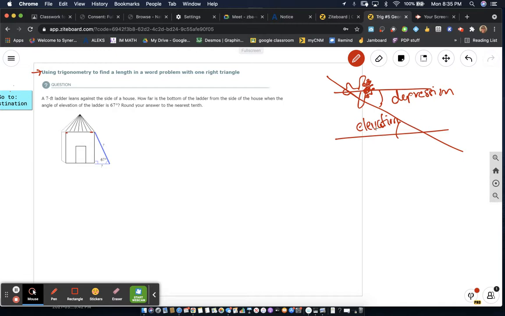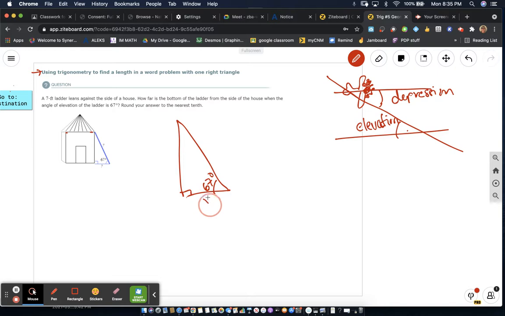So elevation doesn't look like elevation, but they're basically the same because they're alternate interior angles. So you don't need to worry all the time about it, it's just important to know which one it is. And this is the angle of elevation right here, 67 degrees. All you need to know is this triangle right here. Here's your right triangle. Of course, you have a right triangle because houses are perpendicular to the ground, which is a good thing, right? So they don't fall down.